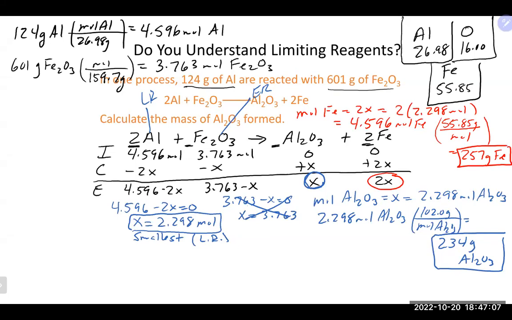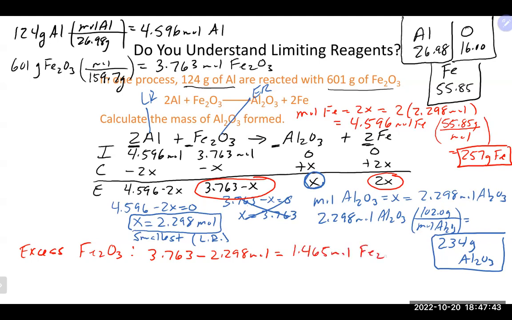So again, without having necessarily to back up from the very beginning, we could really quickly figure that out. And the last thing that you're oftentimes asked is how much of the excess reagent is left over. So we could go back there to that, and our excess, which in this example was the iron 3 oxide, would equal 3.76 moles minus our x, 2.298. Means that we have 3.763 minus 2.298, 1.465 moles of iron 3 oxide left over, which we do have the molar mass right there.